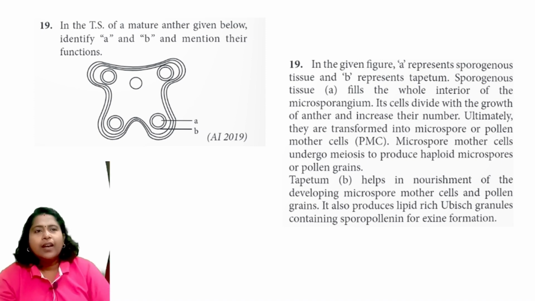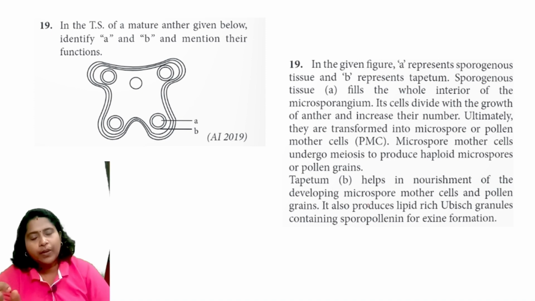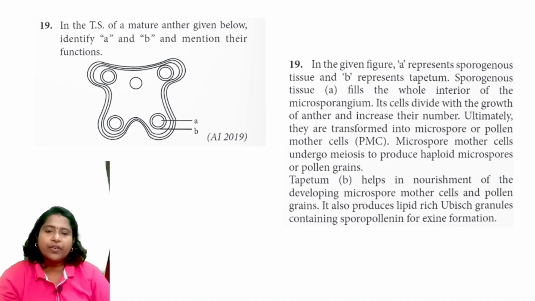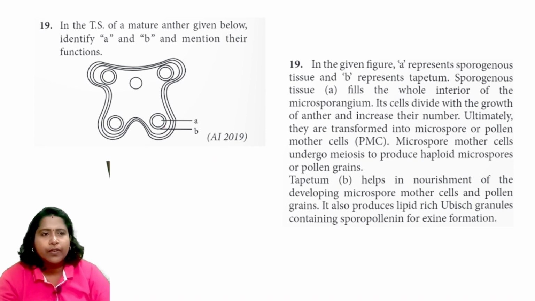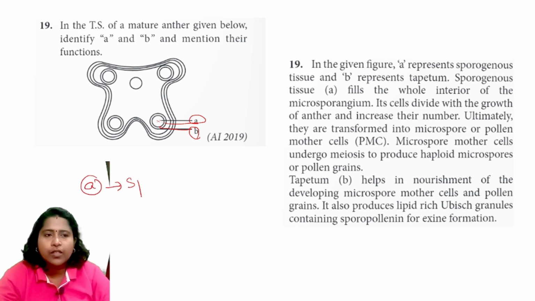Now see here, they will also ask diagrammatic type of questions. We have to label it, then we have to identify the function. In the TS of a mature anther given below, identify A and B and mention their functions. See here, we know that this B layer will be the tapetum. Correct? That is the innermost layer, the tapetum. A is inside, that is actually the sporogenous tissue. So once the question comes, what can we write? A will be the sporogenous tissue.